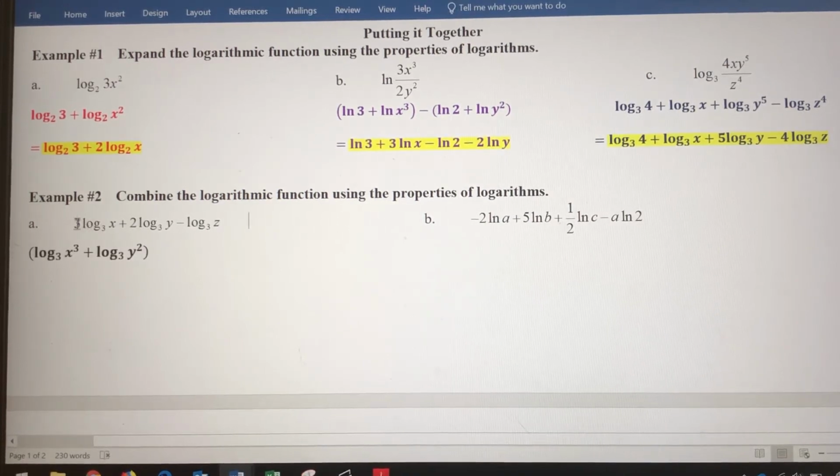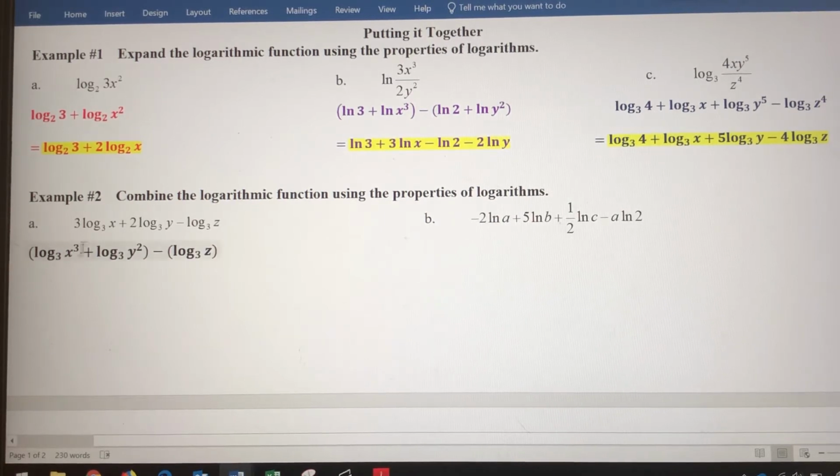So this 3 goes up for x cubed, and this 2 goes up here for y squared. And again, notice the parentheses. I've grouped these together because they're going to be my numerator, kind of like 3x cubed was here. This logarithm is negative, so because of that, this z is going to go in the denominator like 2y squared was here. Nothing else I can do here. There's no properties I can use, so I'm just going to bring that down for now.